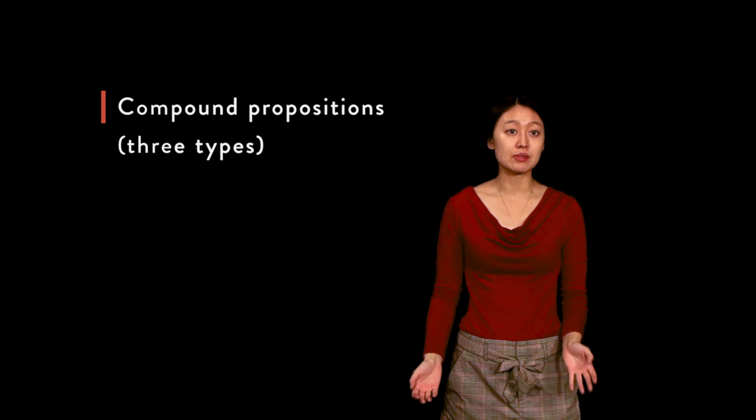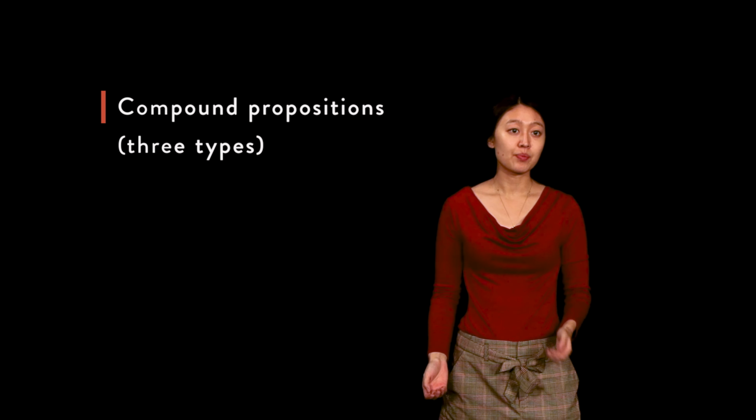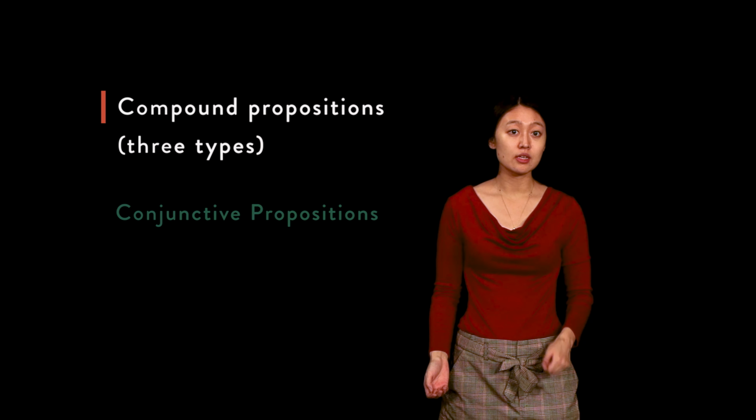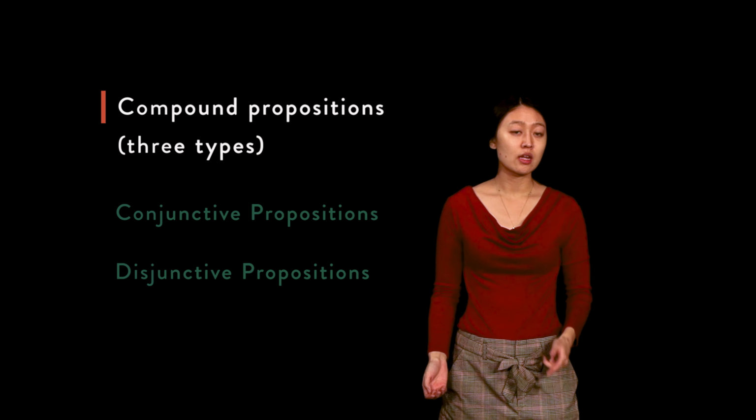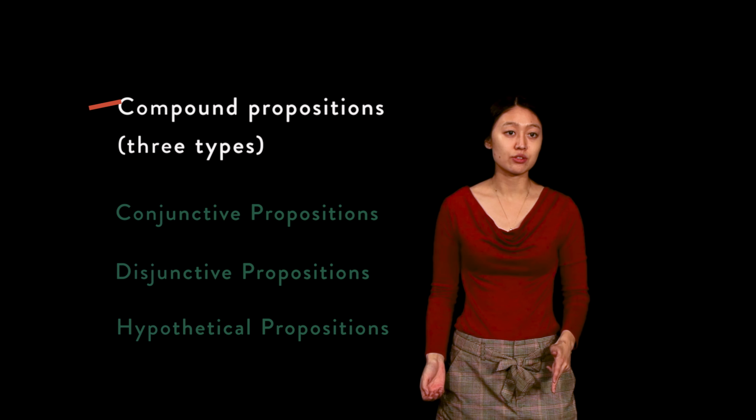In many cases, propositions themselves may become elements of larger propositions. These larger propositions are known as compound propositions, and there are three types: conjunctive compound propositions, disjunctive compound propositions, and hypothetical compound propositions.